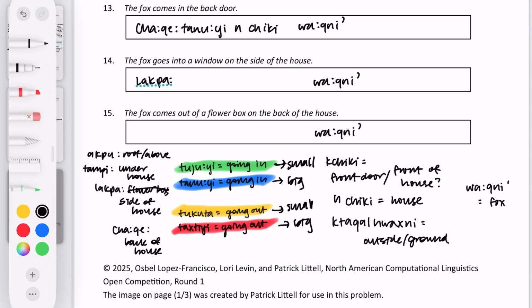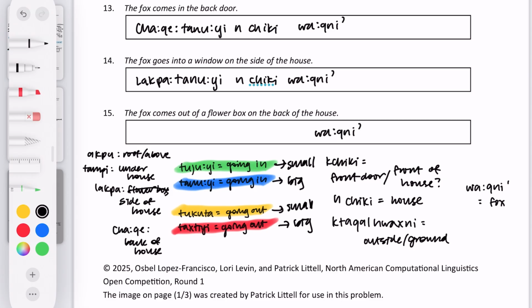And then for the verb, we're going to be picking a goes into verb, and if he's going into a window, that kind of implies he's going into the big area of the house. So we're going to be using tanuyi, which is for going into big spaces, and then enchiki and wakni.